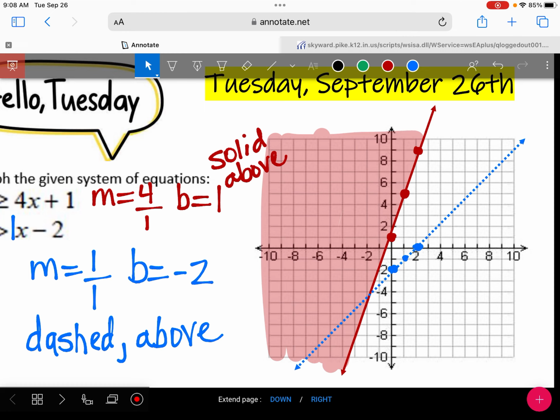And then I'm going to shade above again. And I'm shading every part above the blue. And that's what it should look like.